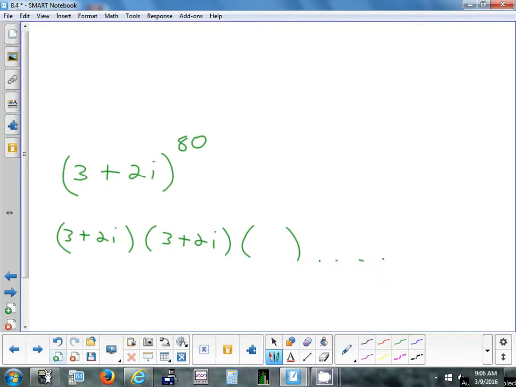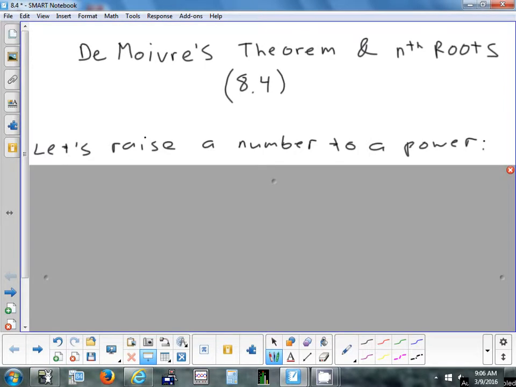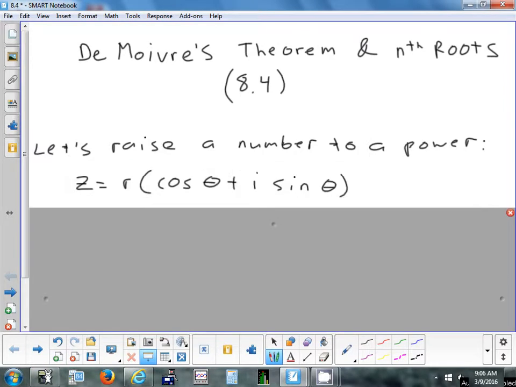Well, if we do this in trig form, it doesn't matter if you ask me to raise it to the 8th power, the 80th power, or the 800th power. I can do any of them just as fast with a calculator. Makes no difference. So that's why we're going to learn how to do this in trig form.